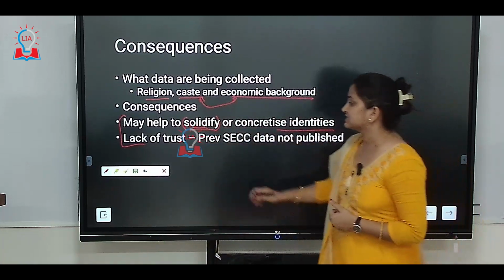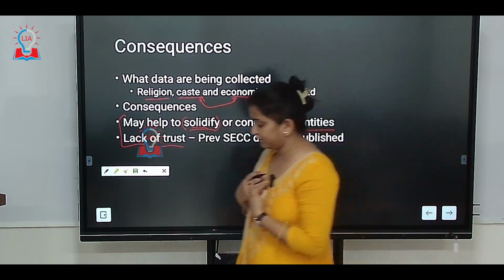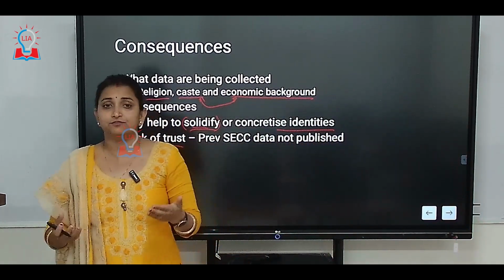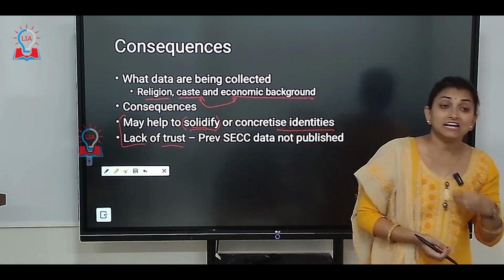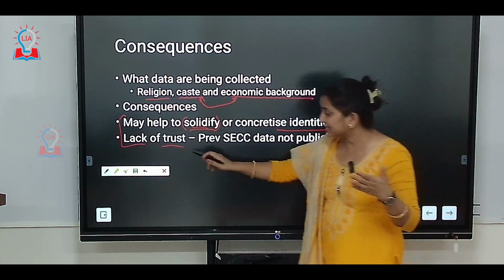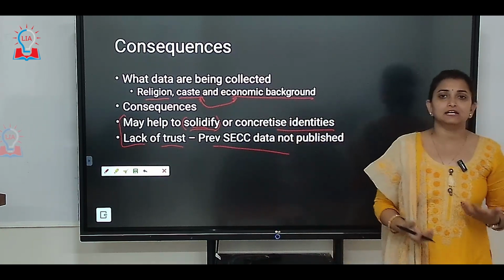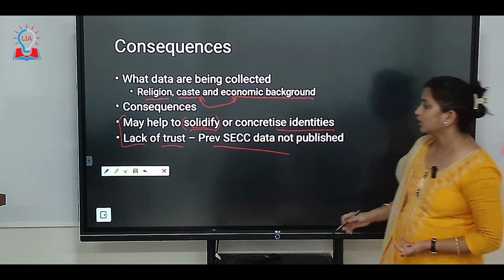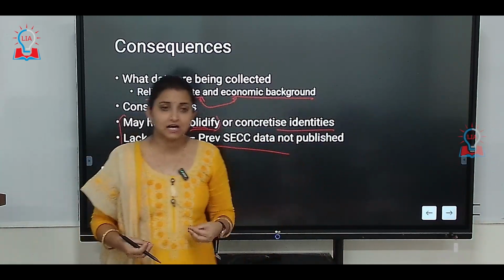Another consequence is lack of trust. The public might not believe that this is the correct data coming from the government. There is a lack of trust amongst the public with the government. So that can be one of the problems, and that is also the reason why the previous SECC data was not released at all. Okay, so these can be some of the consequences of conducting a caste-based census.